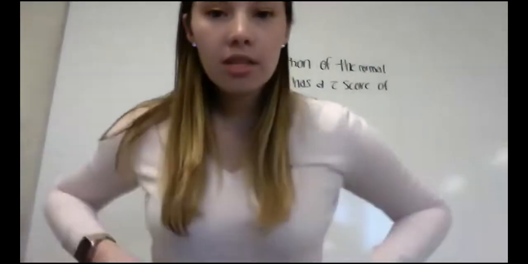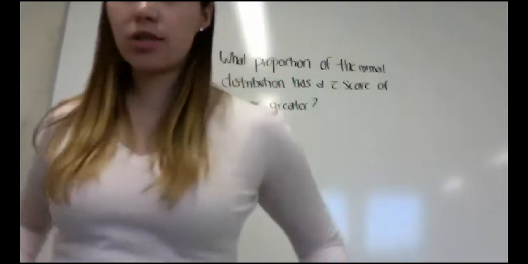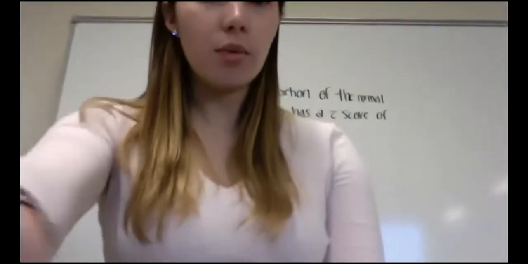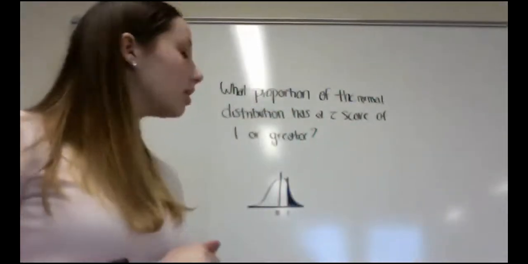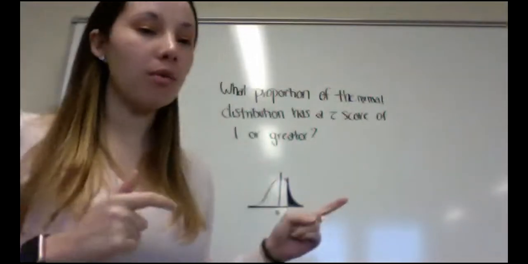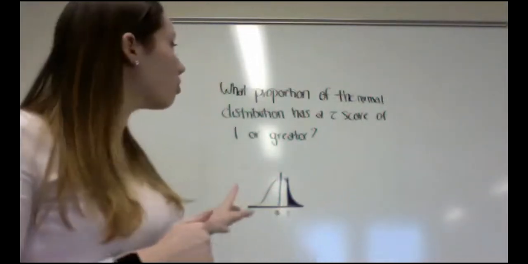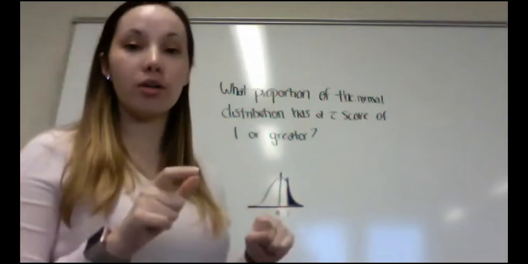All right, so these are our practice problems for Chapter 7. We're going to start off with looking at probabilities using z-scores. This problem asks us, what proportion of the normal distribution has a z-score of 1 or greater?